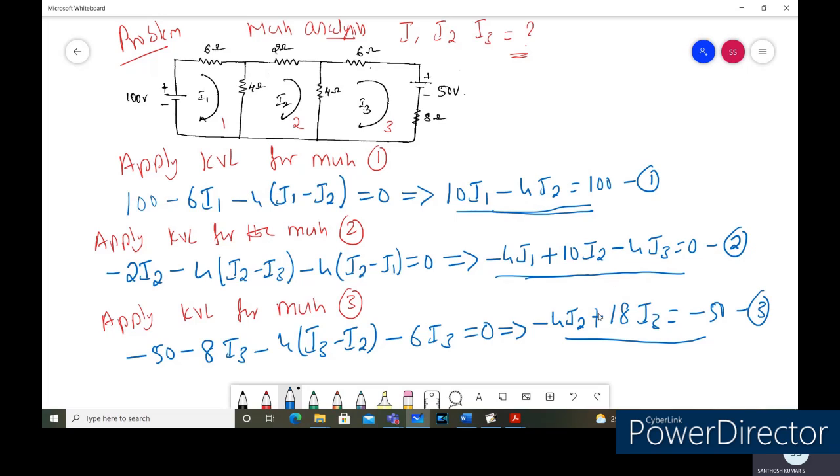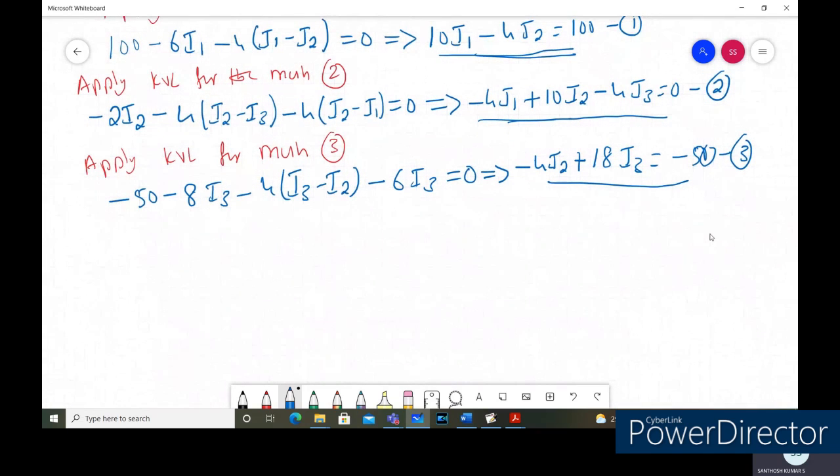Now let us represent all those things in the matrix format, so that we can get the values in detail. So we'll represent it in matrix format and evaluate this one. In the matrix format, it is 10, minus 4, and in equation 1 the I3 term is not there, so let us make it 0. Then it is minus 4, 10, and minus 4. For loop 3 we don't have an I1 current, so it is 0, then minus 4, that is from the I2 current, and 18.